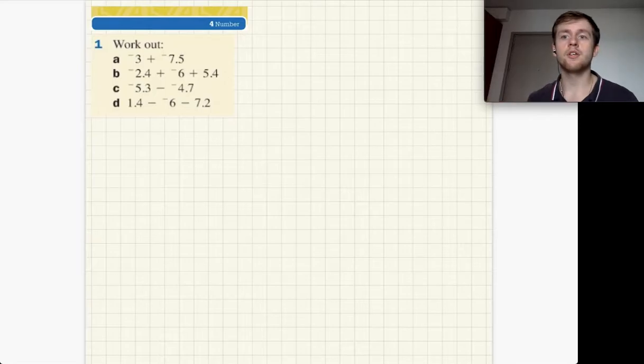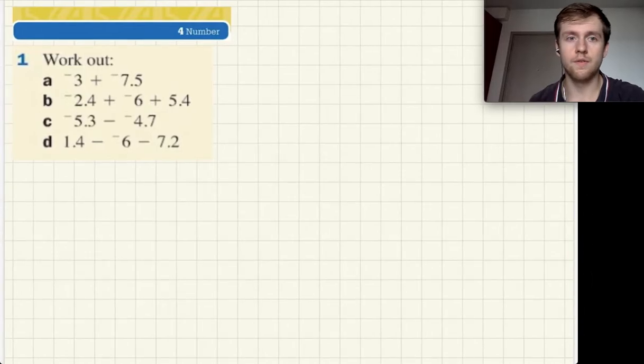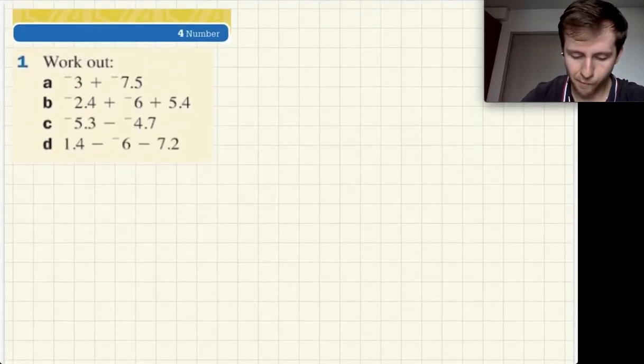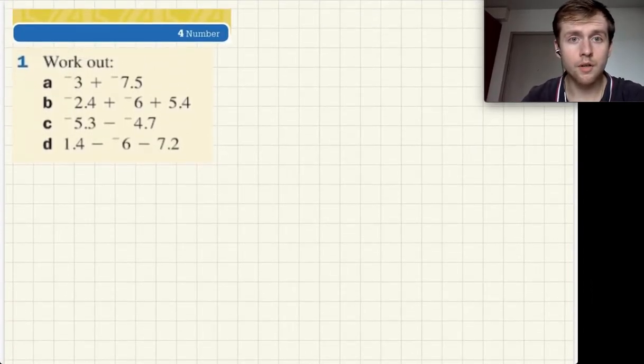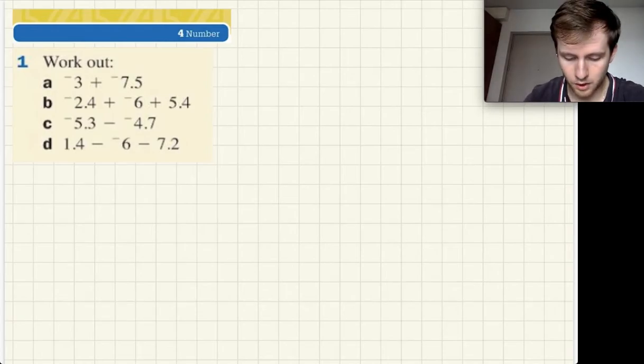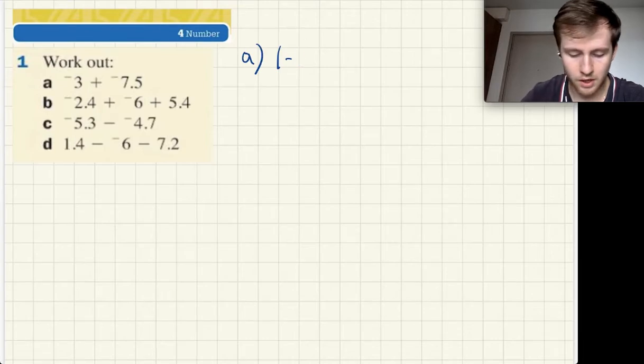Our first topic is number, and let's try to work out these examples. Here we have in A, we have a -3. So this means a negative. This means essentially a -3.